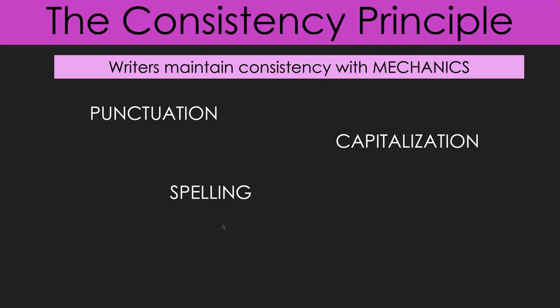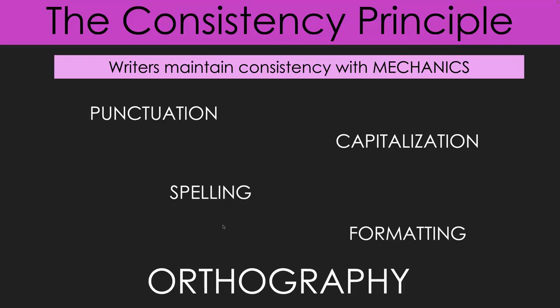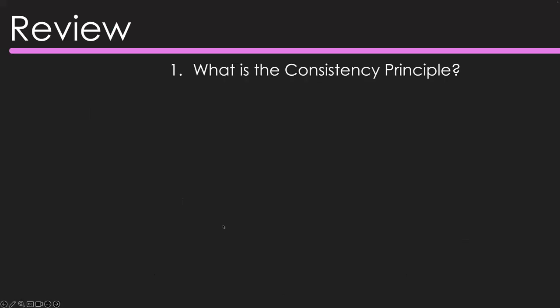Spelling, not so much of an issue because of word processing, but are you spelling words correctly? And are you formatting your essay in the correct way? Are you maintaining the same formatting style that MLA would suggest? And all of this is called orthography. And "ortho" means correct or straight. Think about orthodontists. And "graphy" means writing. So this is straight writing, correct writing. It is the correct way of writing. You want to be consistent with your punctuation, your capitalization.